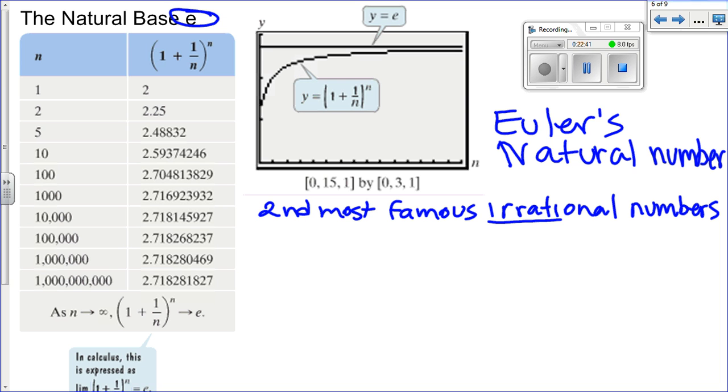So if you were to graph this, and I'm going to just make n be equal to x, and we say it as x approaches infinity, the function value approaches e. And if we look at the table of values and we let x equal 1, we will get a function value of 2. When x is equal to 2, the function value will be 2.25. When x is 5, the function value will equal 2.48, and so on.